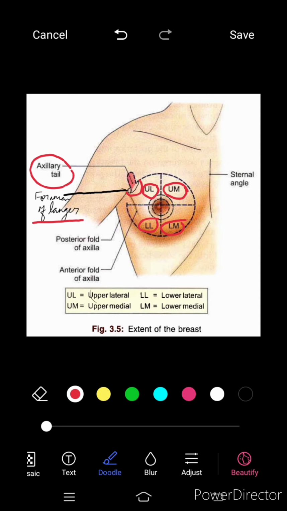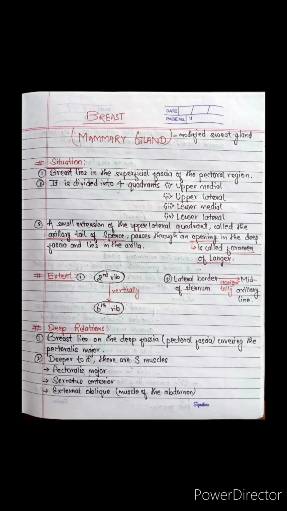So now the breast is extended from the second rib to the sixth rib vertically and from the lateral border of sternum to the mid-axillary line horizontally. So this one is the posterior fold of axilla and this one is the anterior fold of axilla. This one is the sternal angle. Now let's come back to its deep relations.